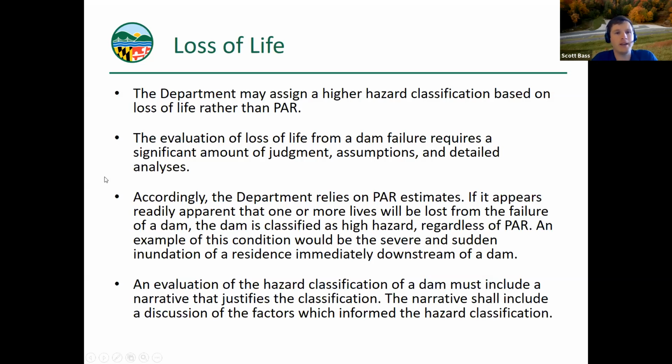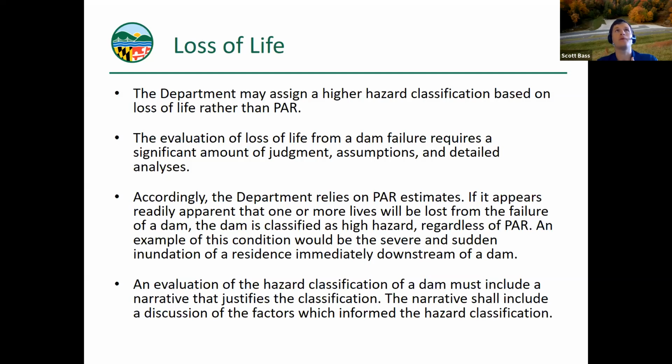And I quickly want to make a distinction between population at risk and loss of life. So the department may assign a higher classification based on loss of life rather than PAR. Evaluation of loss of life from a dam failure requires a lot of judgment, assumptions, etc. So what does this mean? Based on those charts I just showed, we could determine that cars, residents in homes, people in parks are at risk due to dangerous levels of flooding as defined by depth and velocity.